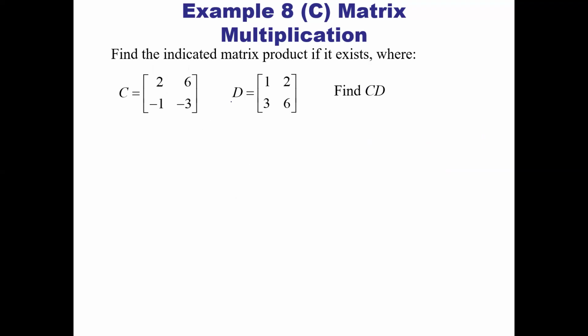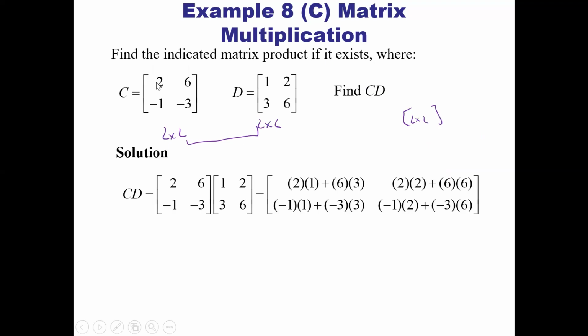All right, so find the indicated product if it exists. Here we have C times D. So this is a 2 by 2 and this is a 2 by 2. Those two are equal, so we're going to end up with a 2 by 2 when we're done. And so we multiply. 2 times 1 is 2, plus 6 times 3 is 18. So that'll give us 20. And just keep working your way down and you get the following matrix. Again, just working your way through it with your fingers works sometimes. Otherwise, if you need to, go ahead and write it out and then you can get the final answer that way.